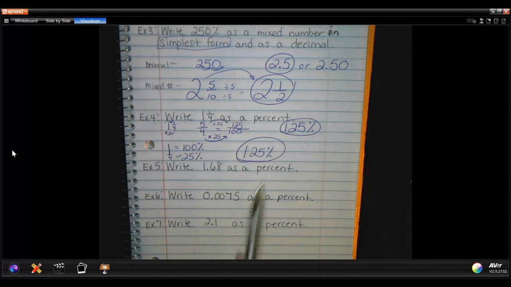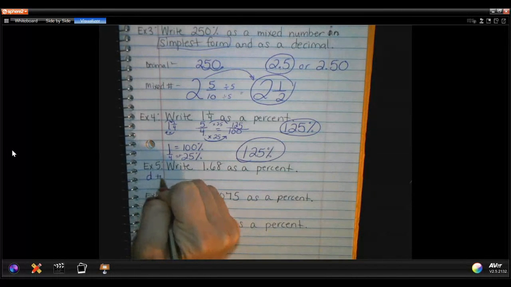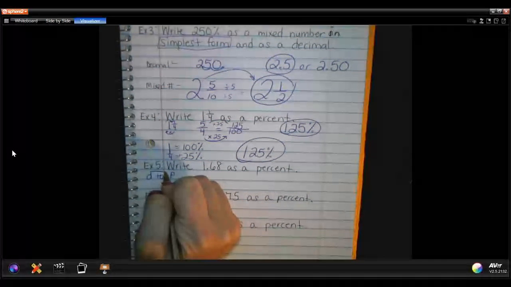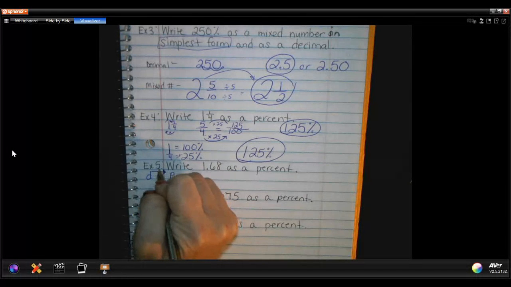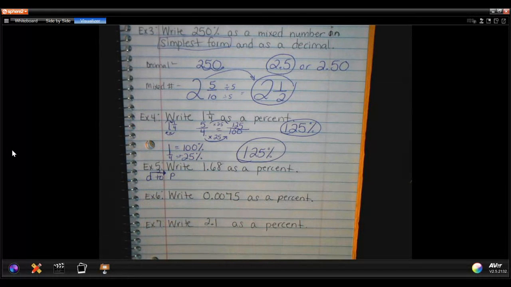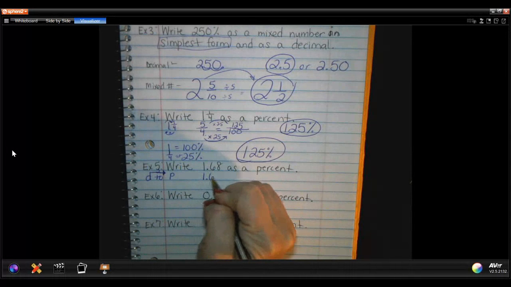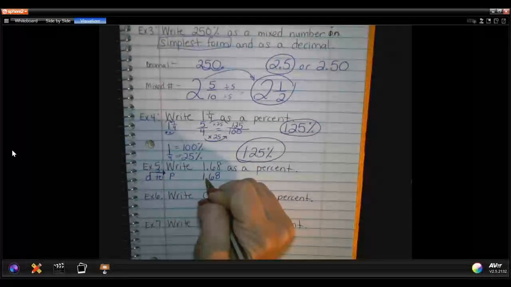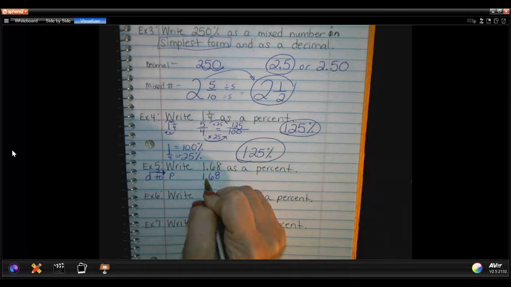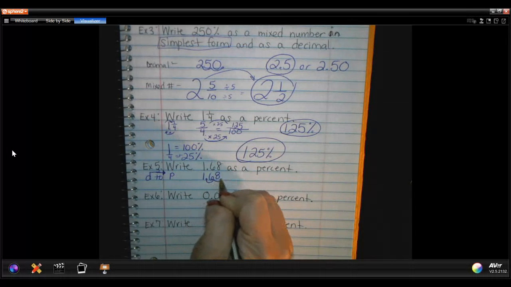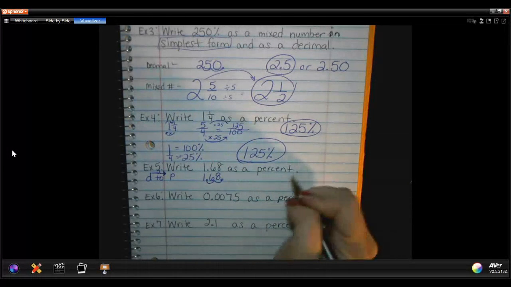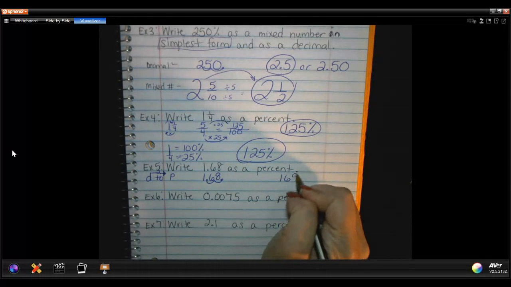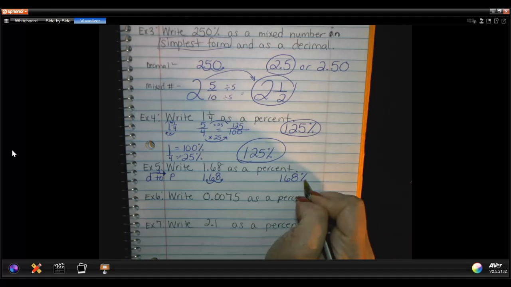Now the next 3, we're going to turn these decimals into percents. Again, if I'm turning a decimal to a percent, remember I'm going to move my decimal 2 places to the right. So I'm going to rewrite my number, which is 1.68. I'm going to start where the decimal point is, and I'm going to move it 2 places. 1, 2. Then I just rewrite my number, adding my percent sign. So I have 168%.